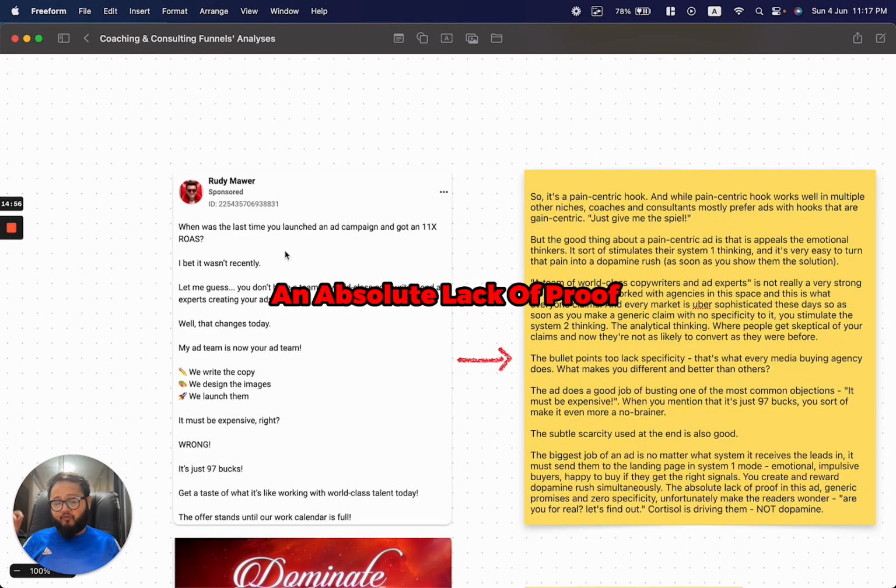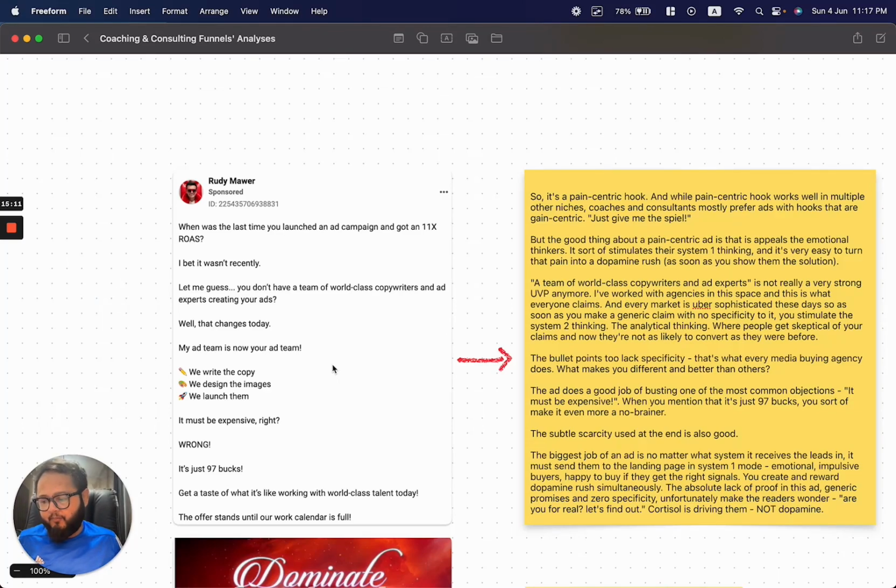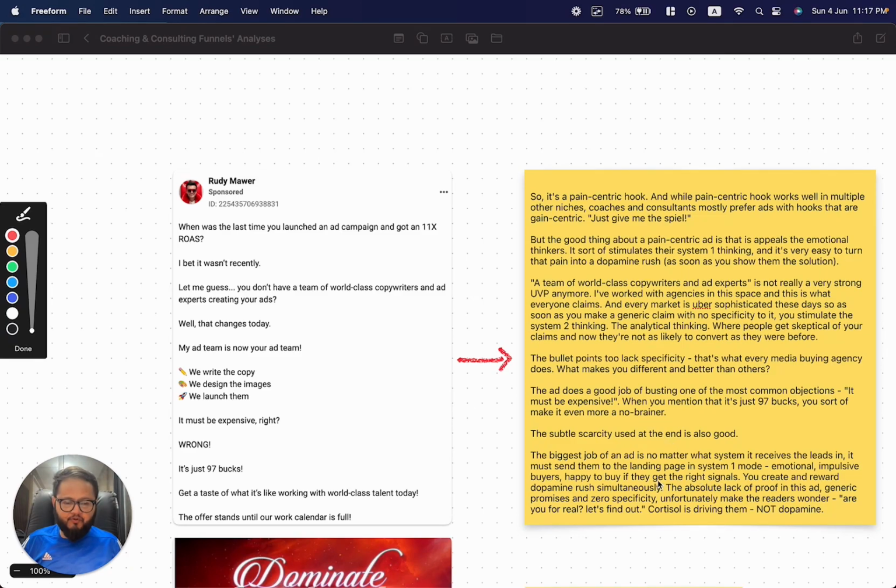There is no proof used, which totally amazed me, because I've been to that landing page. It's a very successful offer. There are so many testimonials there. You could have easily used some of them in this ad. Maybe you use some of them in other ads for this funnel, but not in this ad, which is not good optics. So, an absolute lack of proof. I mean, you could have used bandwagon or herding proof. Generic promises, zero specificity. So you're sending people to your landing page in cortisol mode.